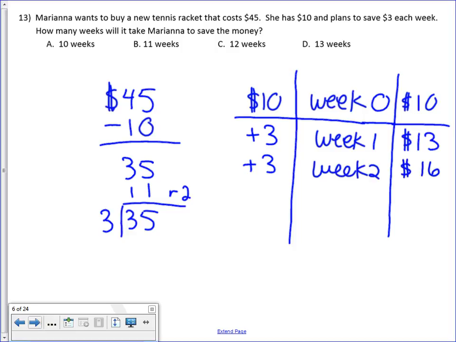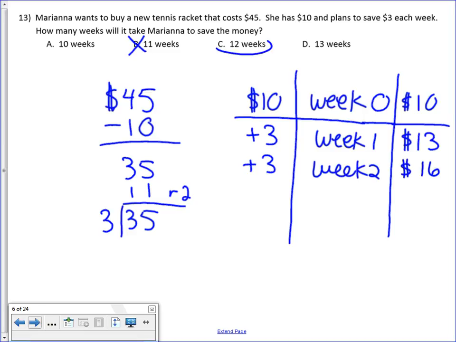So is she going to have enough money in 11 weeks? Or is it more than 11 weeks? This is the trick. She doesn't have enough money in 11 weeks. In 11 weeks, she only has $33 that she saved. Plus the 10 she already had, that makes it $43. She still needs 2 more dollars. In which case, then, it's not 11 weeks, so do not mark this one here. This is not right. It's not 11 weeks.